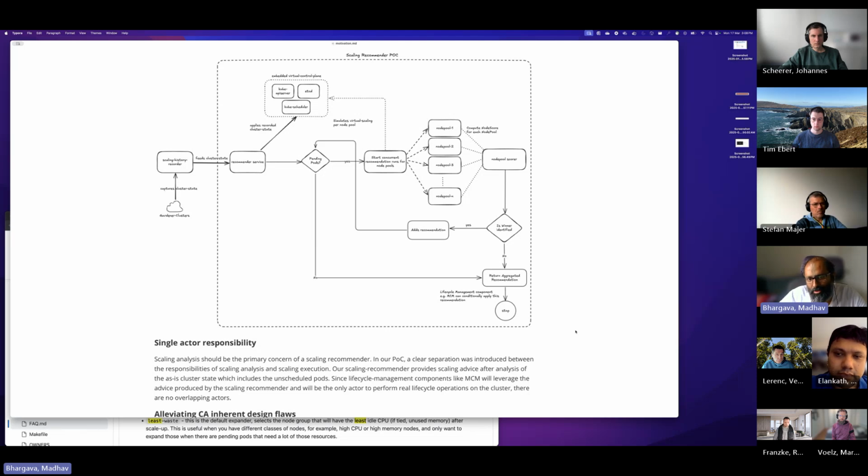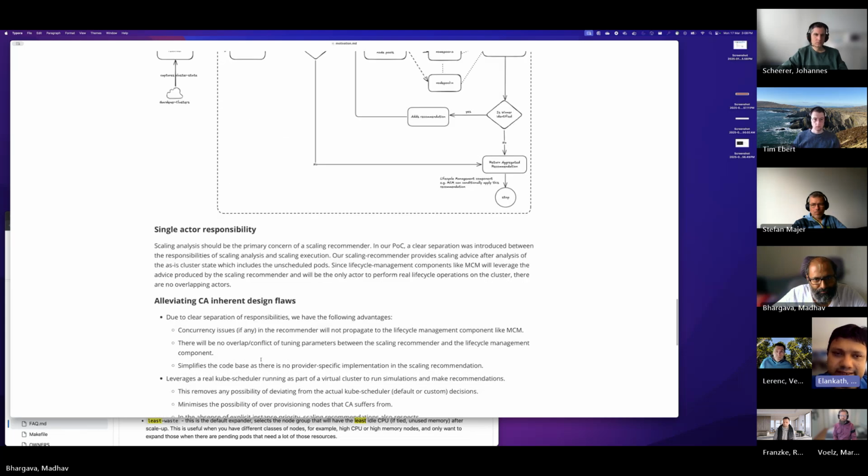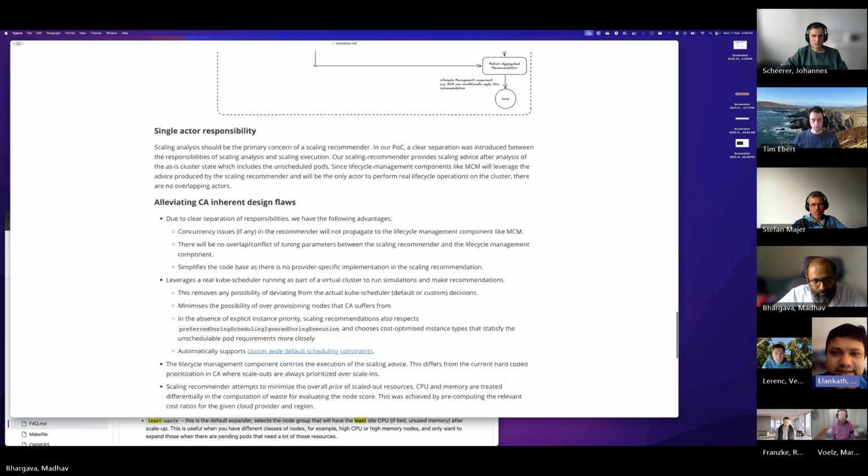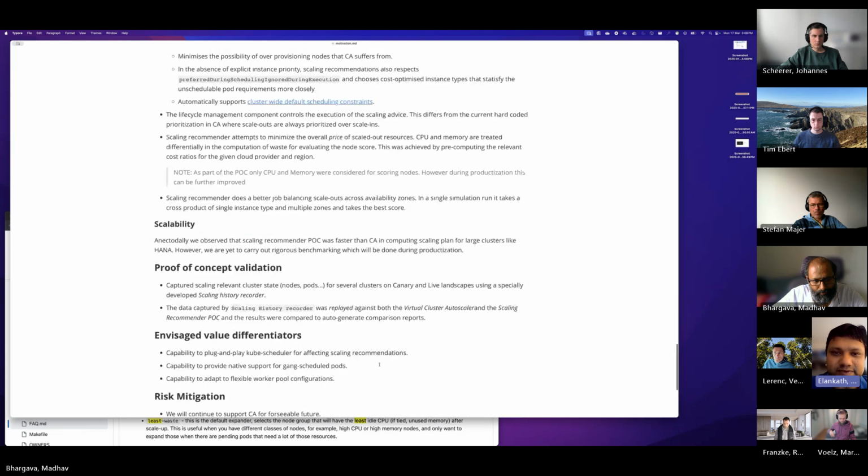But this is something that we wanted to do as part of productization, not as part of the POC. We comfortably beat the CA's default least waste expander, at least. We matched and exceeded it in nearly all circumstances. However, most big customers don't have confidence in the least waste expander. They usually use the priority expander. And in those cases where the customers painfully configured node group priority, we matched the CA recommendation.